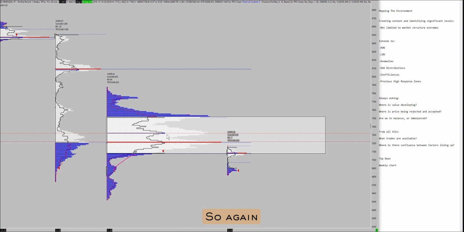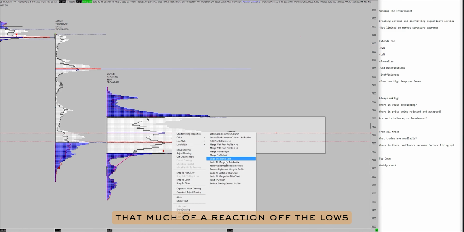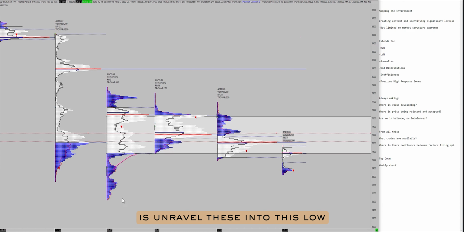Again, point of control right here is volume, point of control right here is the TPO point of control. Between these levels, we can see there's a high volume node right here, a high volume node right here. This will likely be the meat of this structure moving forward if we're going to continue to range. But what we've seen with this structure is that there wasn't that much of a reaction off of the lows. So what we're going to do is unravel these. Into this low, we had a good reaction, but down here we had a little bit more acceptance.